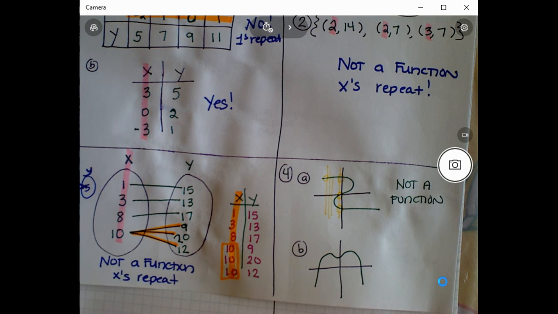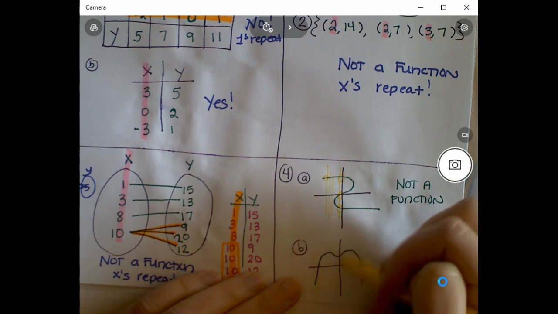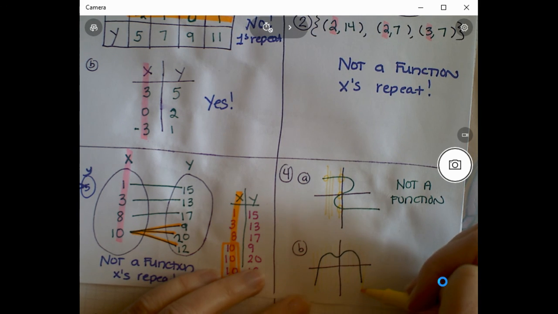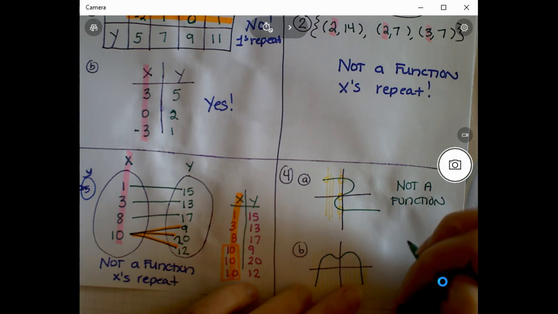All right, but let's look at the next one. No matter where I draw a vertical line, it's only hitting that green squiggle 1 time. So yes, this is a function.